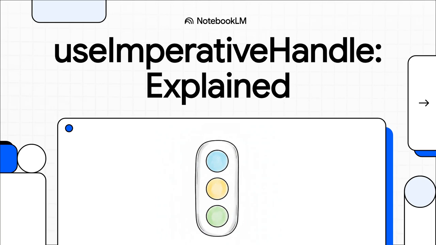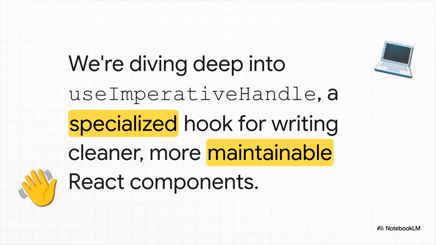Today we're going to talk about a React hook that's kind of like a secret weapon. You might not use it all the time, but when you really need it, man, useImperativeHandle is an absolute lifesaver. So yeah, we're doing a deep dive on useImperativeHandle. It's the specialized hook that helps you write way cleaner, much more robust React components. It solves a very specific problem that, I bet, has tripped you up more than once. So let's get right into it.